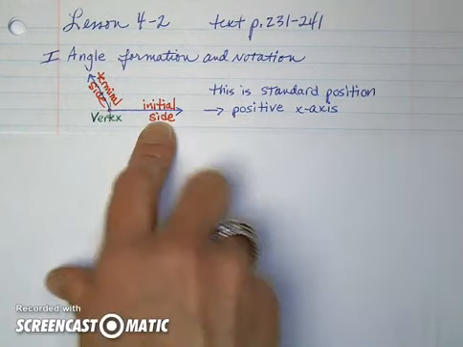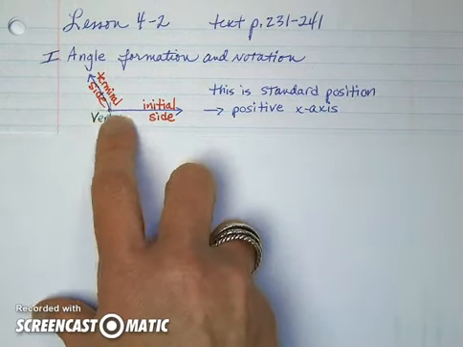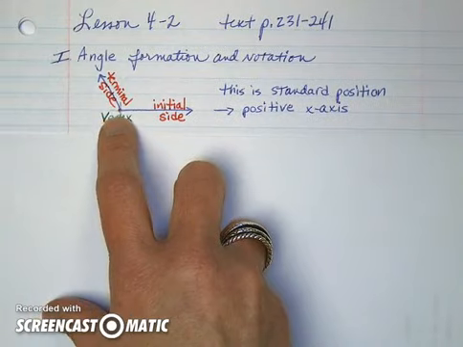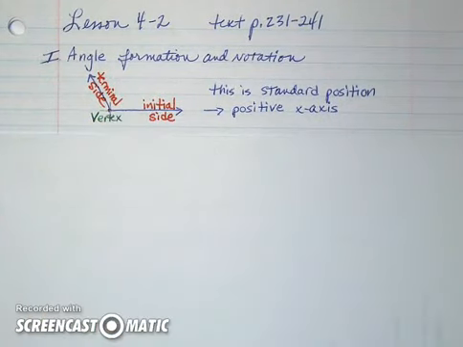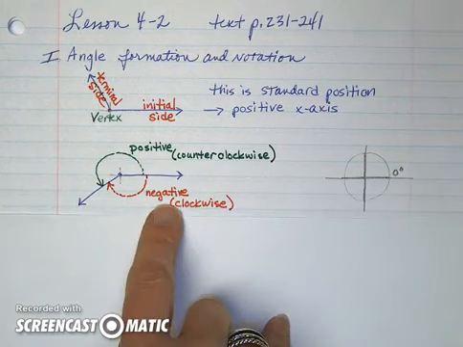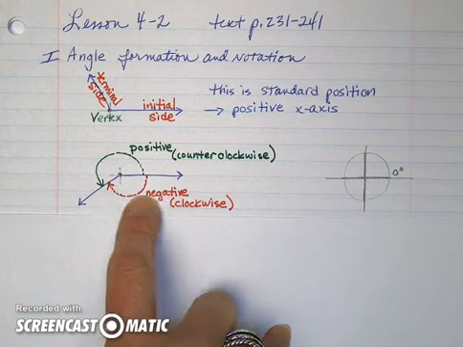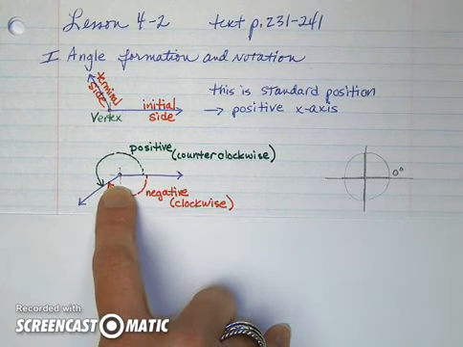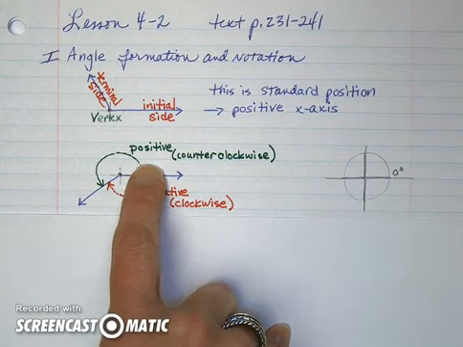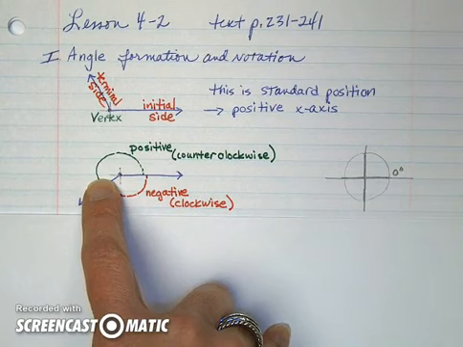And then the terminal side is what's going to go around our circle per se, and it's either going to go in a clockwise or a counterclockwise position. If it goes in a clockwise position, that's negative. We think of that as going backwards. If it's going in a positive direction, that would be counterclockwise, and that degree would have a positive value.